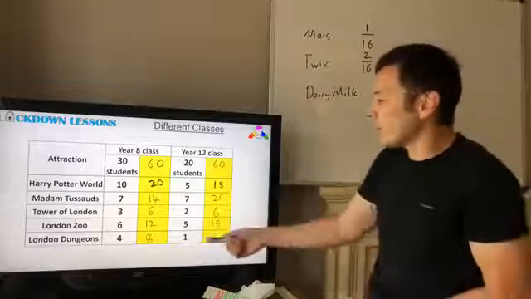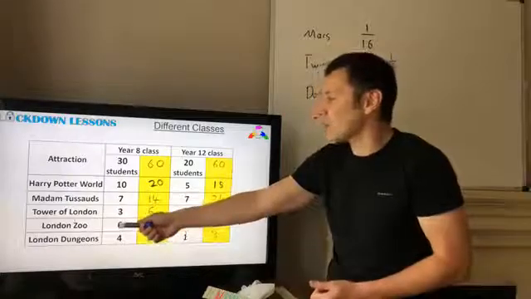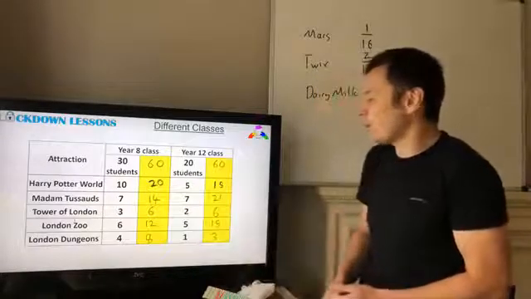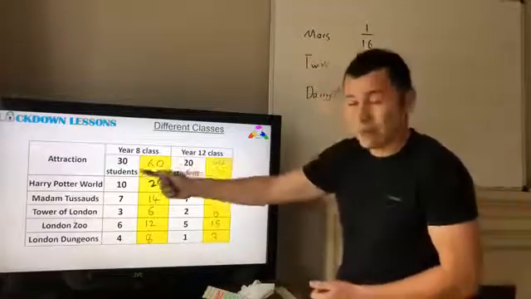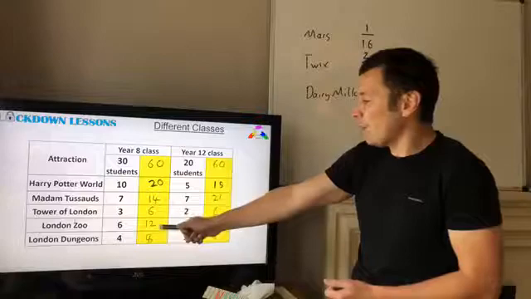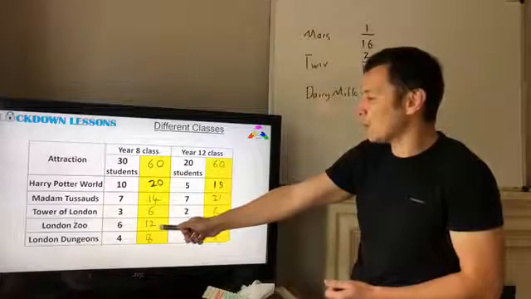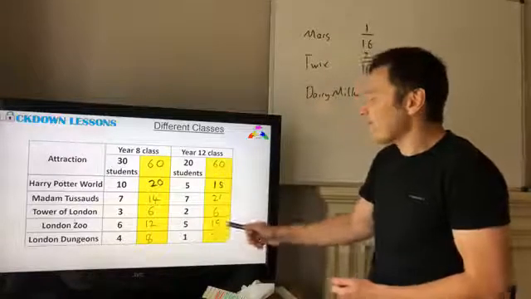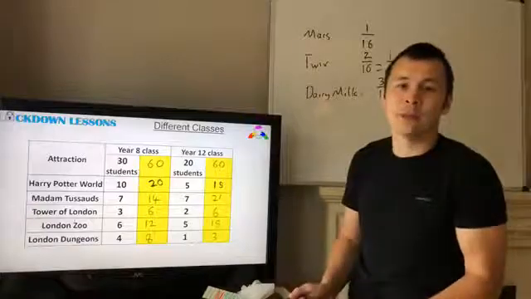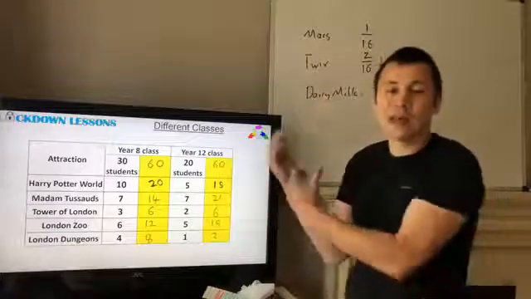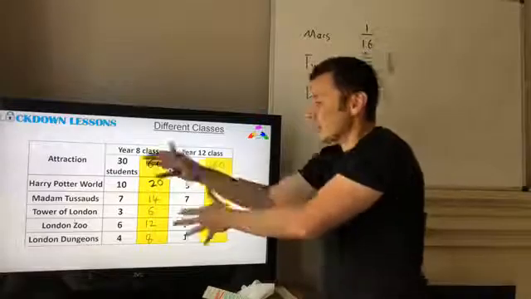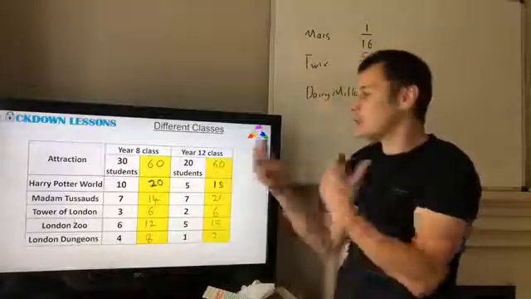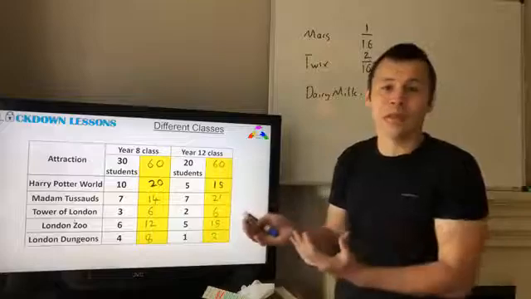So we said at first, because there were more people like London Zoo in year 8, that it was more popular. But look at this. If the class sizes were the same, we'd have 12 people liking London Zoo from year 8 and 15 people liking London Zoo from year 12. So this is why we need to use fractions to compare things. We can't just compare the numbers because it could be different sizes of totals in there.